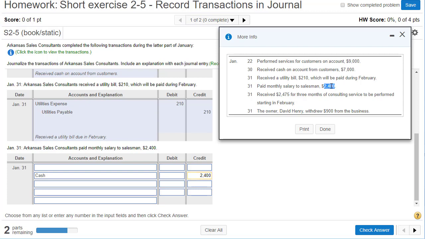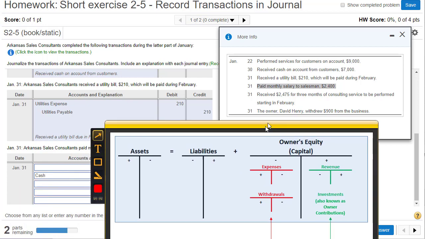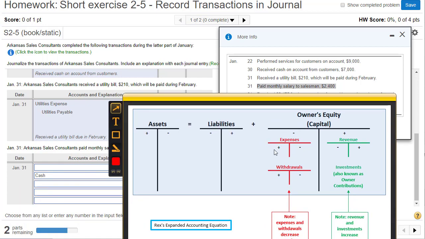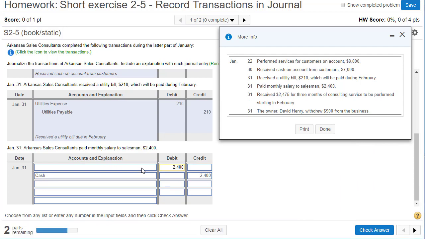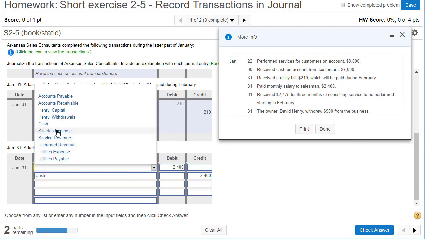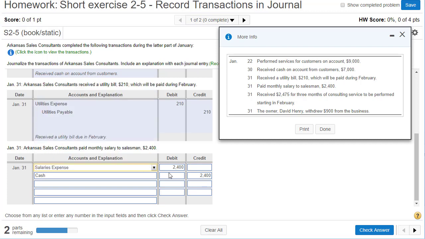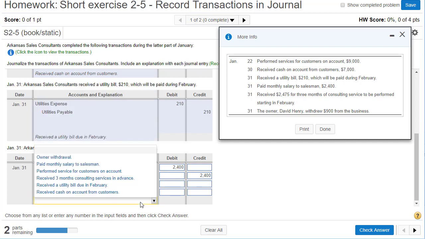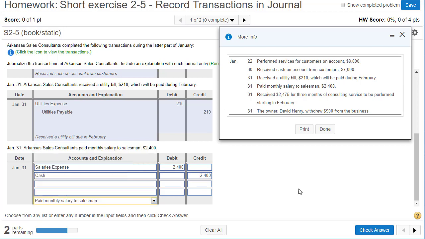I just like to double click here and copy and paste so that I don't mistype the numbers. So now we need a $2,400 debit. So why are we paying this salesperson? Well, that's part of the cost of a business, which sounds like an expense. So do we have more expense or less expense? Well, obviously our expenses are increasing, so that's why this expense is going to be debited because it's increasing. So let's see what type of expenses we have, and let's use salaries expense. And then we need our explanation, paid monthly salary to salesperson.